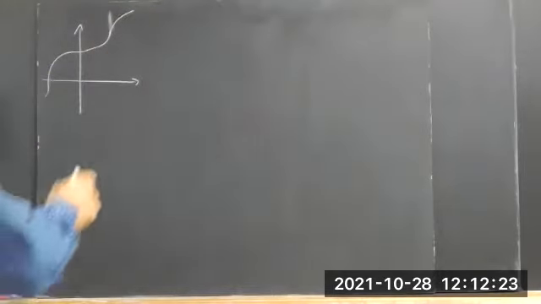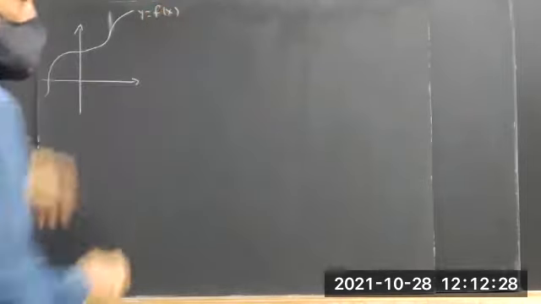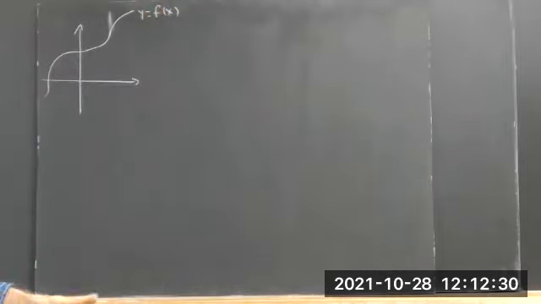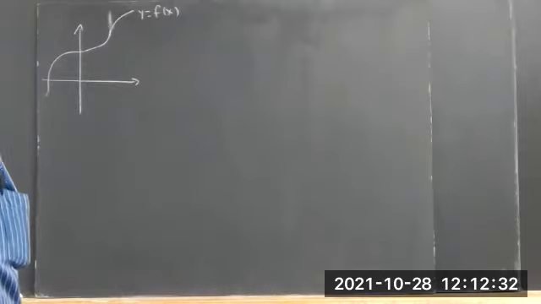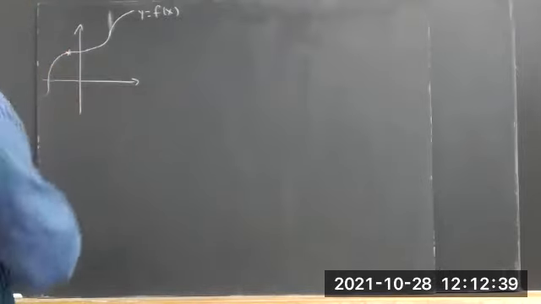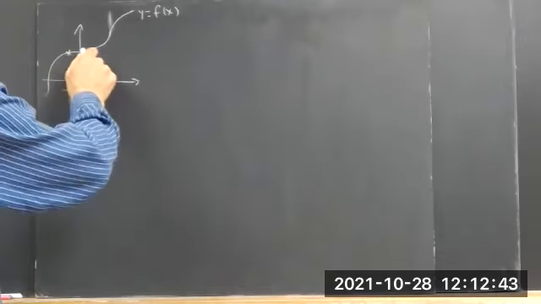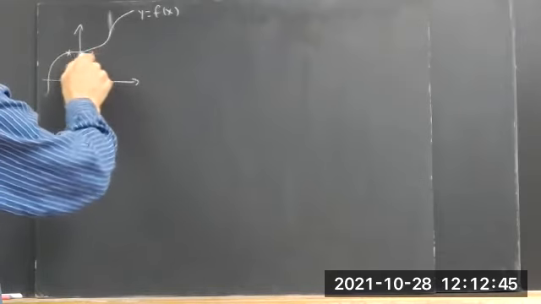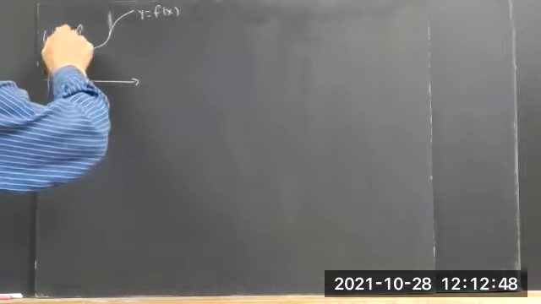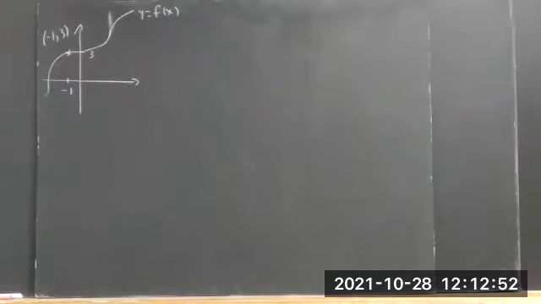Okay, here's a graph. Let's say this graph is y equals f of x. And we're not talking about the square root of x and the x squared function anymore. It's any old function f of x. Pick a point on this graph. Let's say this point is -1. Get the inverse function.